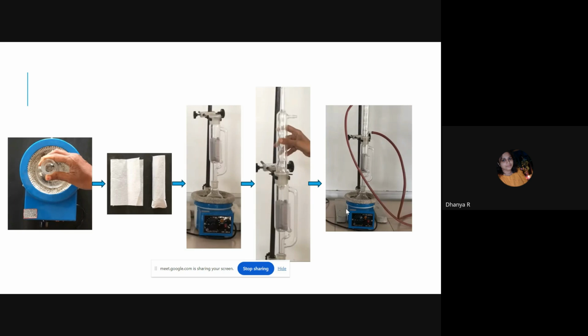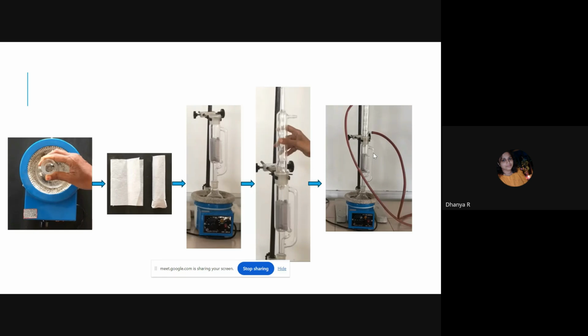Some glass pieces or some porcelain pieces are also put in this round bottom flask. It is to avoid the bubbling of the solvent system. If the solvent bubbles and gets into this vapor tube, it is not advisable. So you have to add some porcelain pieces.